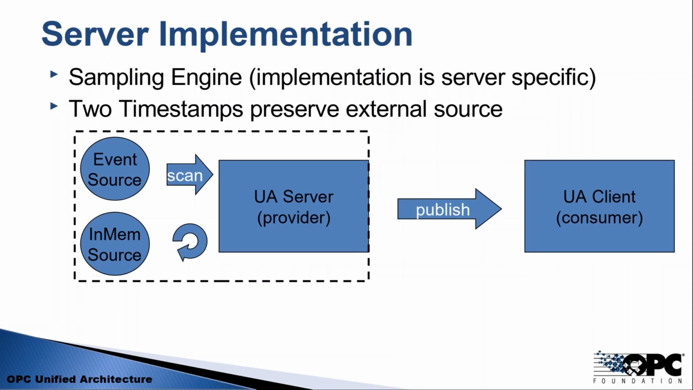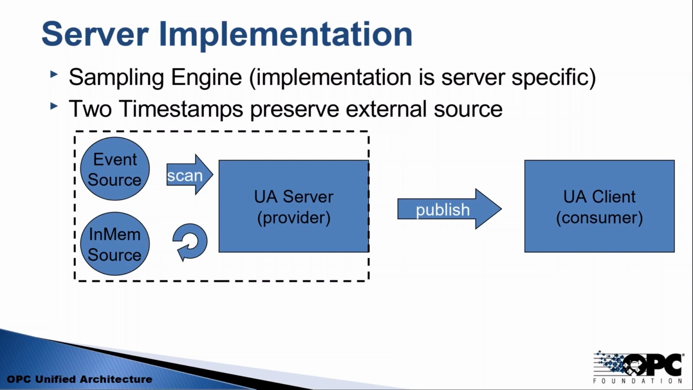The server implementation on that side we call the sampling engine. Its implementation is server specific, so different servers can be implemented differently. You have an event source or an in-memory source. Typically an in-memory source is pulled by the server internally because it's in memory anyway. And the event source is firing the event directly. All this is what we call the sampling engine.